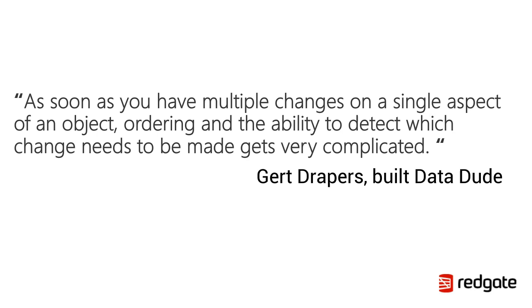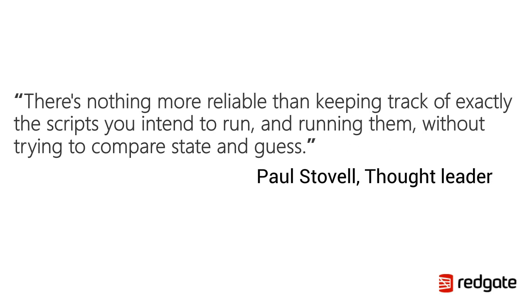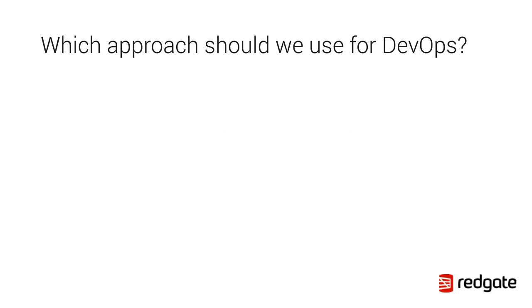But then on the other side of this, we actually have an alternative point of view which supports our other example here. "There's nothing more reliable than keeping track of exactly the scripts you intend to run and running them without trying to compare state and guess." So, we need to make a choice. We need to decide which one is best for us. Is it the migrations-based approach, or is it the traditional state-based approach that we might be familiar with from previous methods of deploying database changes? So which one of these approaches should we use for DevOps?